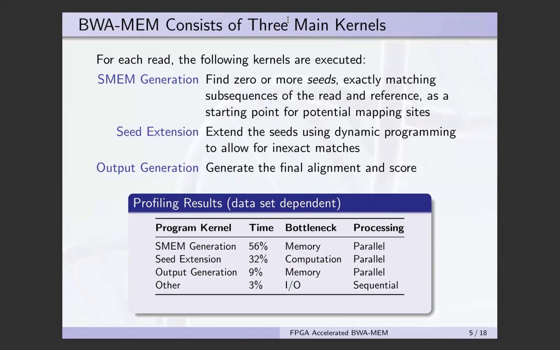Since the seed extension kernel is the one that is computationally bottlenecked, it is very possible for us to be able to accelerate this function on FPGAs to make it faster.